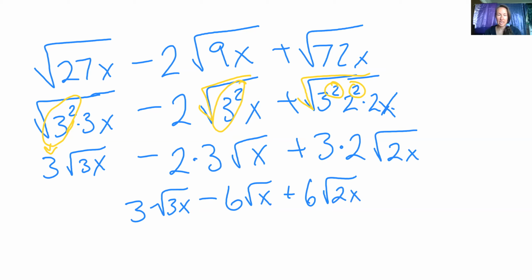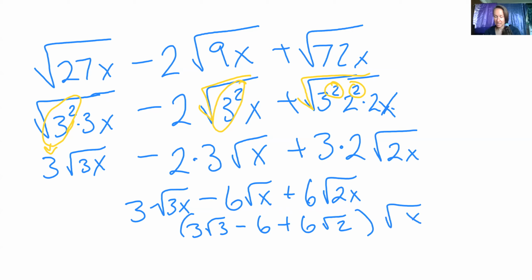They do all contain a root x. So one way that we could rewrite this is 3 root 3 minus 6 plus 6 root 2 times square root of x, right? They all contain a square root of x. Or if we wanted to factor off that factor of 3, we could do that. We could say we have square root of 3 minus 2 plus 2 root 2 times 3 root x.